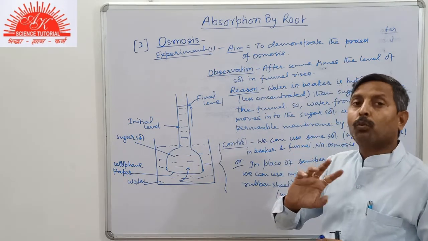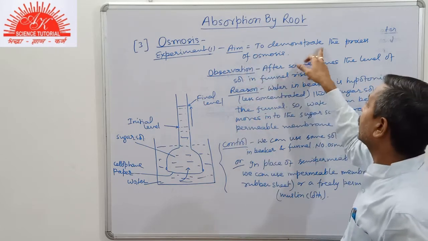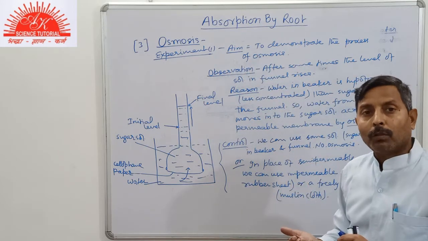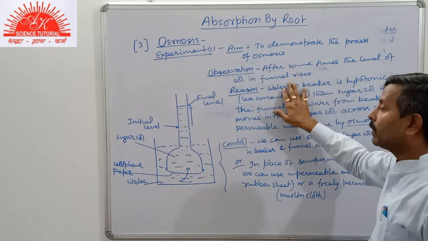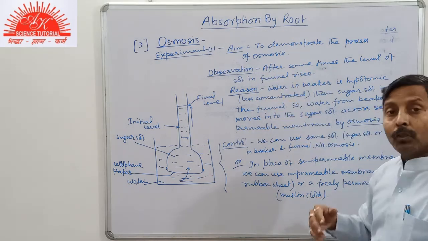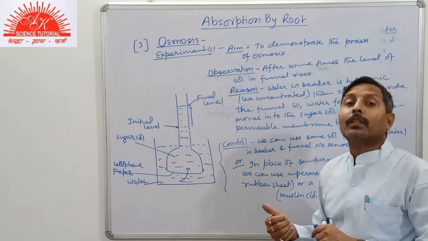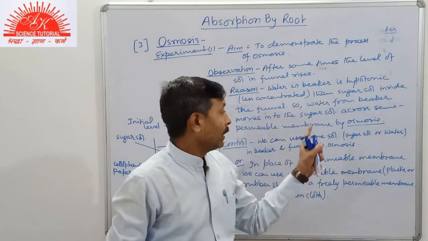Suppose the first question is, what is the aim of the experiment? You will write like this. In the second part it will be asked, what is the observation made by you? So this will be the observation. And then the question is asked, give the reason for the above observation. You will write like this.